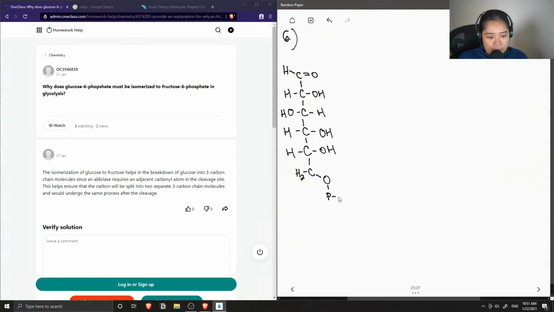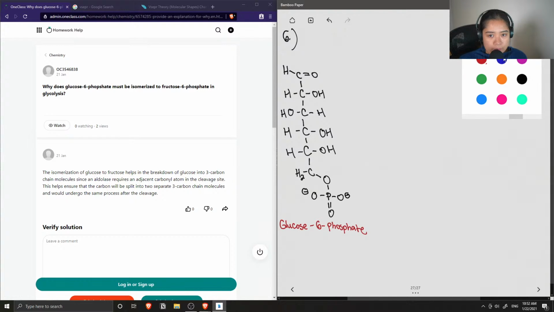So notice that it's glucose in its linear form with a phosphate ion on the 6th carbon. So this is glucose 6-phosphate. And like the question mentioned, this molecule is isomerized to fructose 6-phosphate.